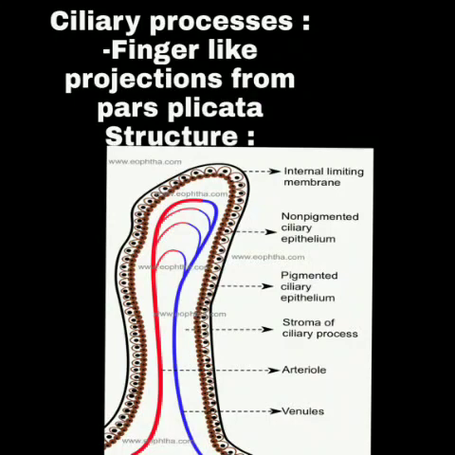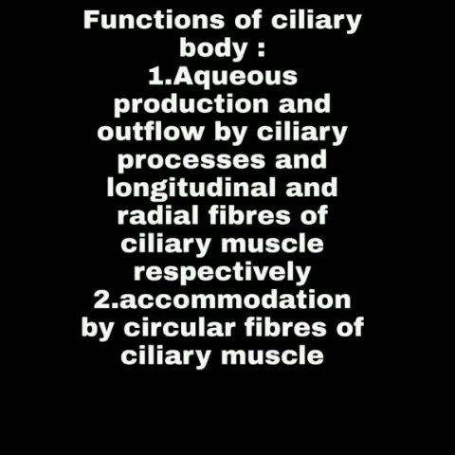Ciliary processes are finger-like projections of pars plicata. You can see in the diagram the structure of ciliary process. It has two epithelial layers. In between them there is also stroma, loose connective tissue with some amount of blood vessels, arterioles and venules.